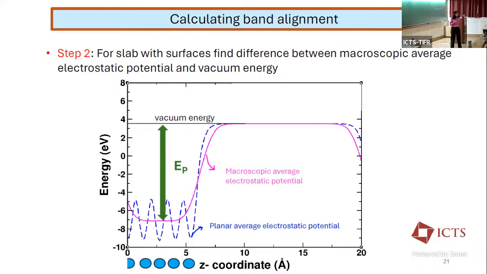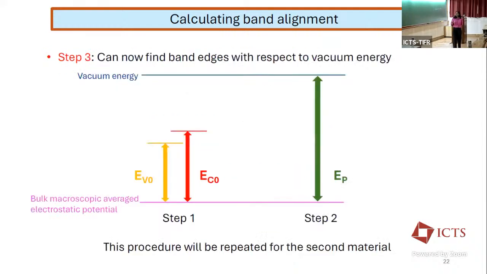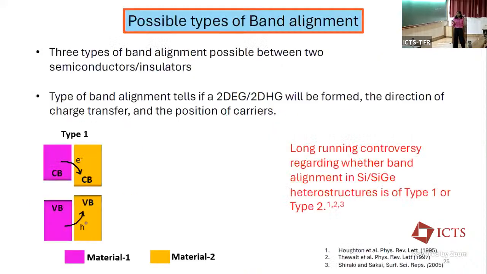We are doing all this to find the band edges with respect to the vacuum energy, which is common for both materials. So from step 1, from the bulk macroscopic average electrostatic potential, I have the distance of the band edges, and from step 2, I have the vacuum energy distance. Then I can compute EV and EC with respect to the vacuum energy for both materials. Now I can subtract and see the difference between the two materials' band edges. So I present the results.